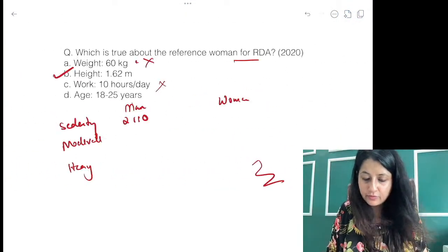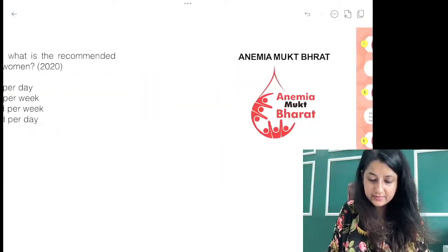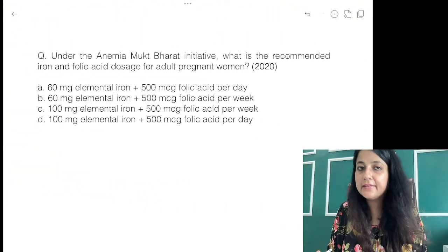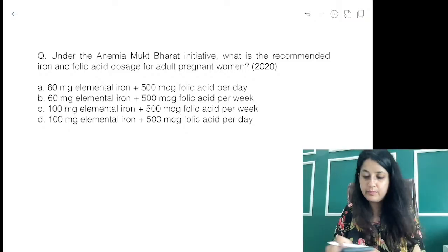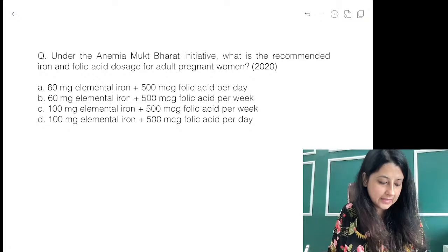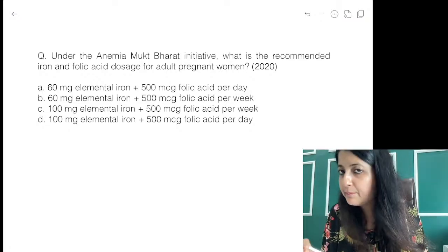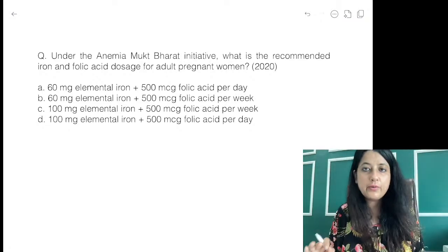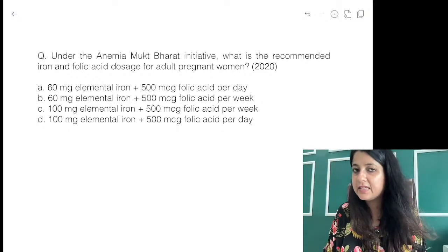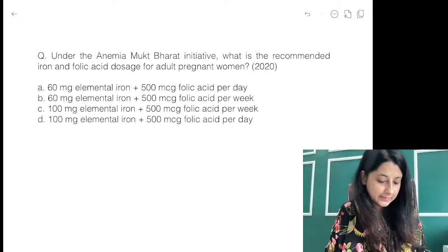Let's continue. All right, so we were left with these questions. Anemia Mukt Bharat, one of the favorite MCQs, we will cover all about Anemia Mukt Bharat. Pregnancy and lactating, I just told you, pregnancy plus 350. So I told you what you have to add it to. First 6 months of lactation plus 600, second 6 months of lactation plus 520.